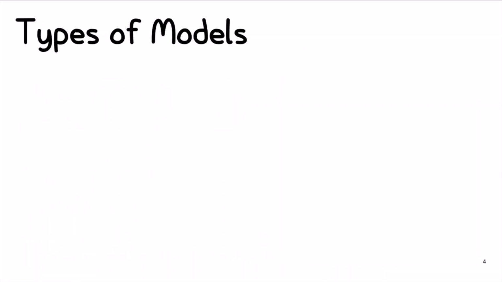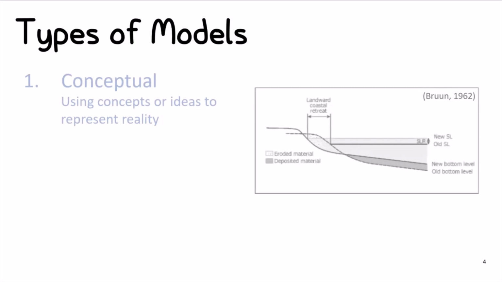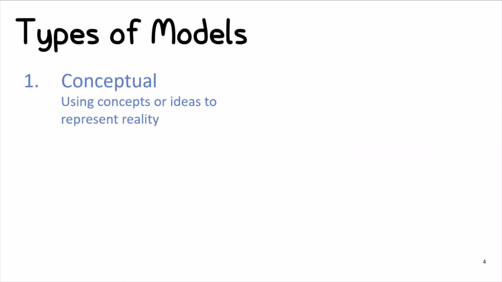There are different ways we can build a model, and I'm going to talk about three common types we use in science and physical geography. The first is a conceptual model, which uses concepts or ideas to represent reality. Here's an example of a conceptual model that you might recognise from physical geography, but I'll come back to the details of that later. We also have physical models.